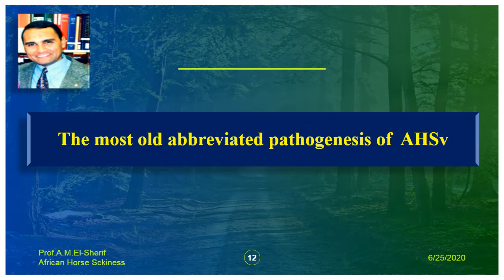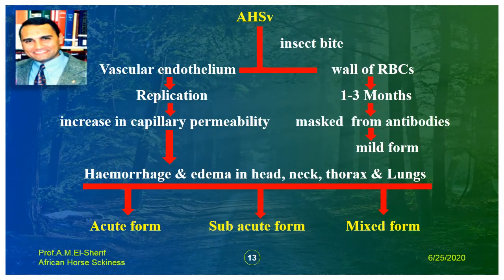The oldest abbreviated pathogenesis of African horse sickness virus. This pathogenesis was still used to explain the pathogenesis of African horse sickness up to September 2019. This diagram shows that African horse sickness virus enters by insect bite, and if the virus goes to the wall of RBCs, it remains for 1 to 3 months, masked from antibodies, causing the mild form.